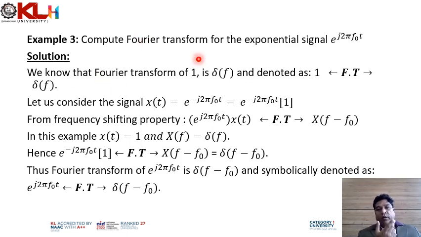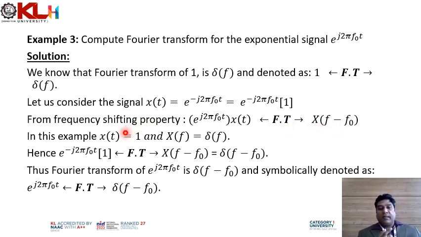Now we are going to see the Fourier transform of the exponential signal e power j 2 pi f naught t. We have to compute that. So we already know the Fourier transform of 1 is delta f. So we can write for 1 the Fourier transform is delta f. Now we can write this signal e power j 2 pi f naught t as e power j 2 pi f naught t into 1. Then we can use the frequency shifting property: e power j 2 pi f naught t into x of t has the Fourier transform capital X of f minus f naught.